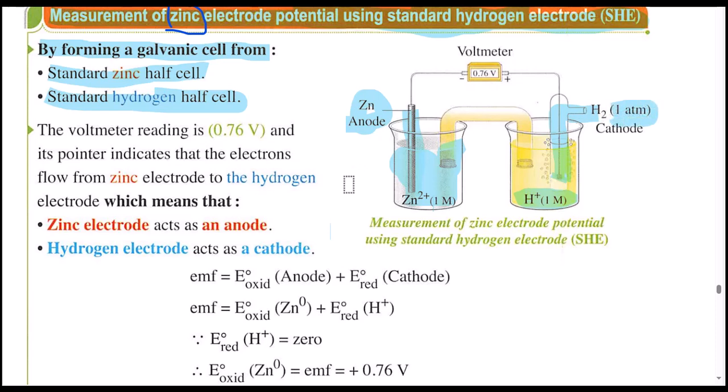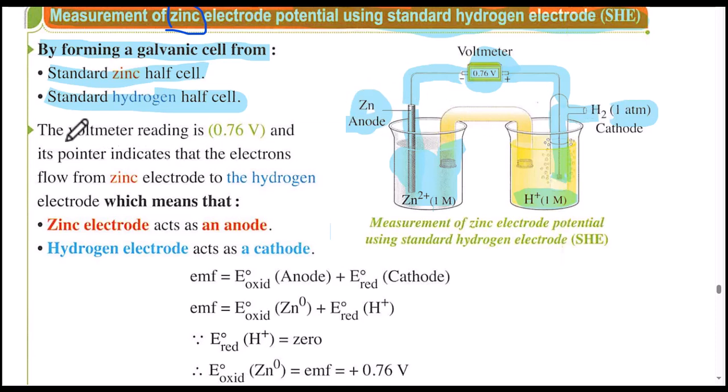So what will happen when you connect the two electrodes, the standard zinc electrode with the standard hydrogen electrode, and connect between them with a voltmeter? It is a galvanic cell. It will produce an electric current, or a spontaneous oxidation reaction will happen between zinc and the hydrogen electrode. So in this case, zinc is more active than hydrogen.